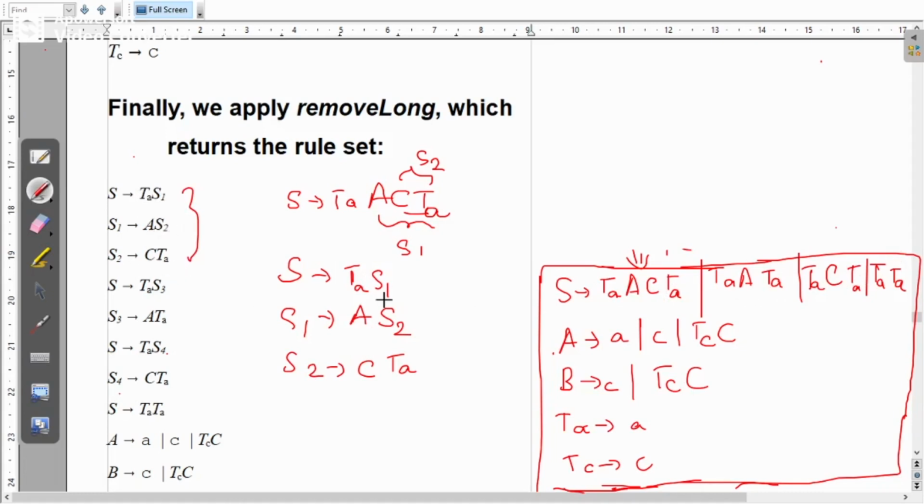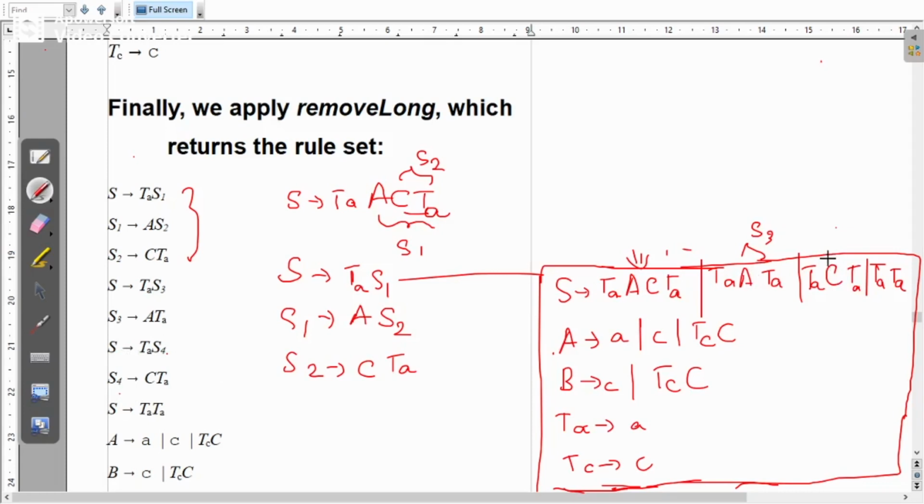Similarly, TA, A, TA will be divided in this format: TA S3, because S3 will be A, TA. Okay, I will show you that here it is named with the new non-terminal TA S3, and then S3 will give you A, TA.